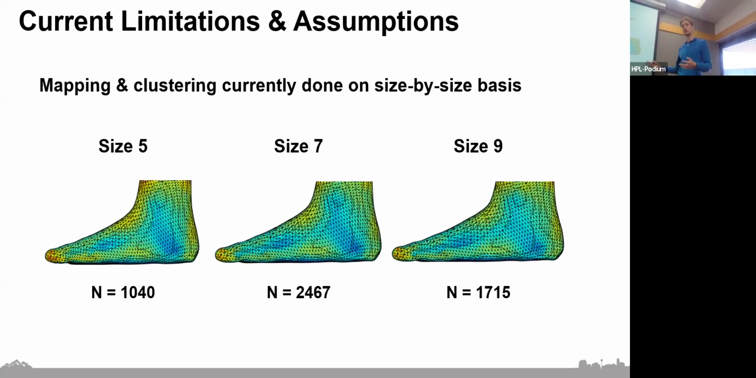I do recognize that there are limitations associated with these methods, though. The first being that the current process generates fits on a size by size basis. And every size data set that I have has a different number of samples and a potentially different TSNE map associated with it.